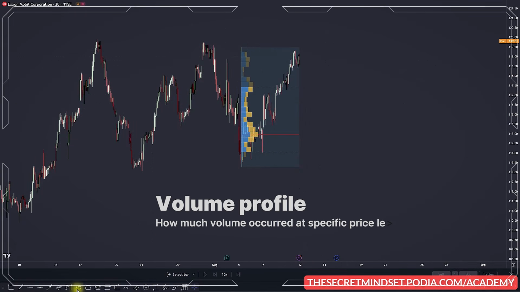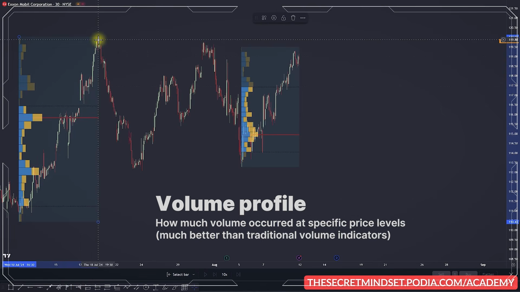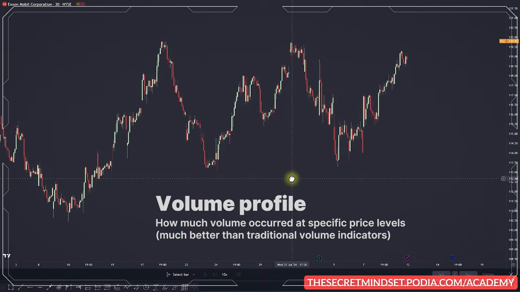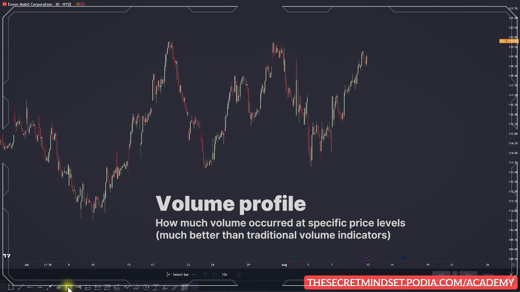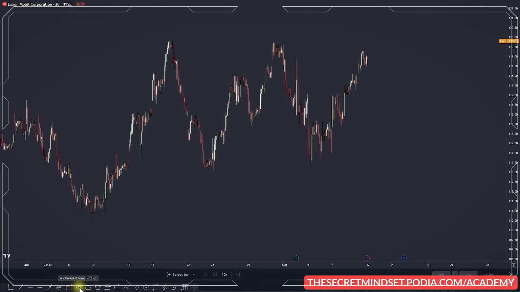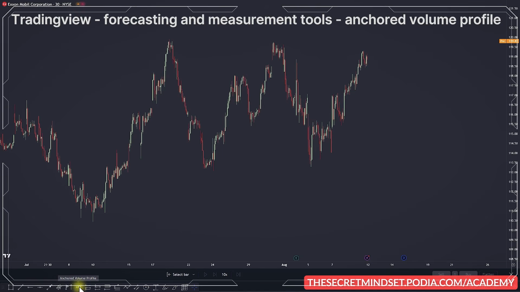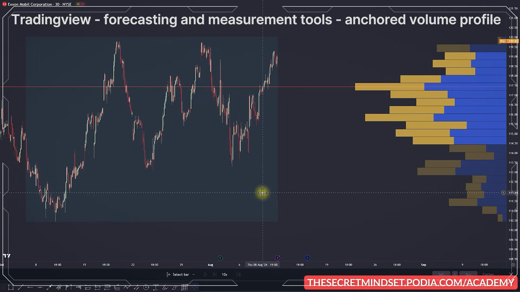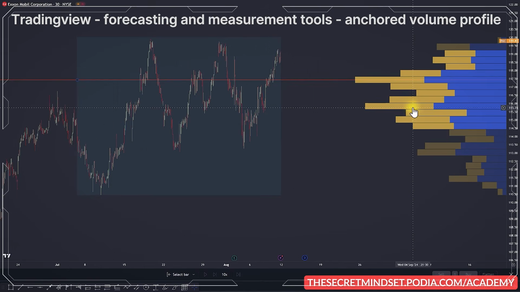Volume profiles are one of the most powerful trading tools. They show how much volume occurred at specific price levels. This is key because it gives more useful info than traditional volume tools, as they only show total daily volume. To use volume profiles, go to the left side of your chart platform. Look for forecasting and measurement tools, and add the anchored volume profile. Then click on your chart where you want to apply the profile.